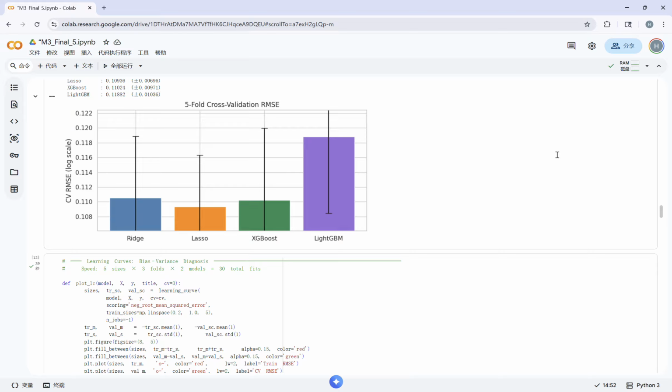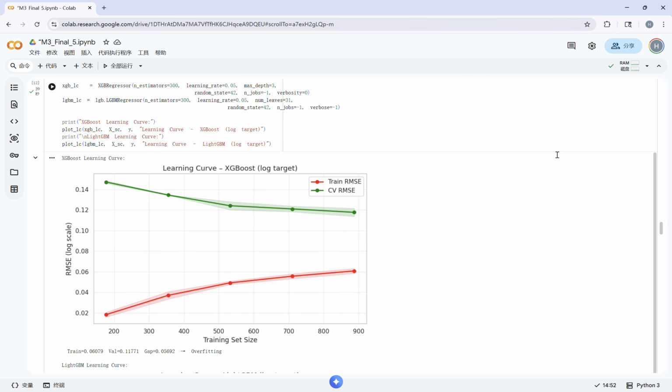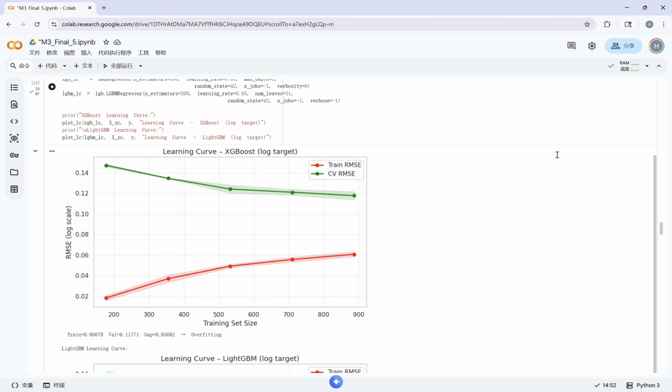To evaluate performance reliably, we used k-fold cross-validation and tracked metrics such as RMSE and R-square. We also used learning curves to diagnose whether models were overfitting or underfitting. When training performance is strong but validation performance lags, it's a sign of overfitting, and it suggests we should improve regularization, trim complexity, or adopt more robust ensemble strategies.